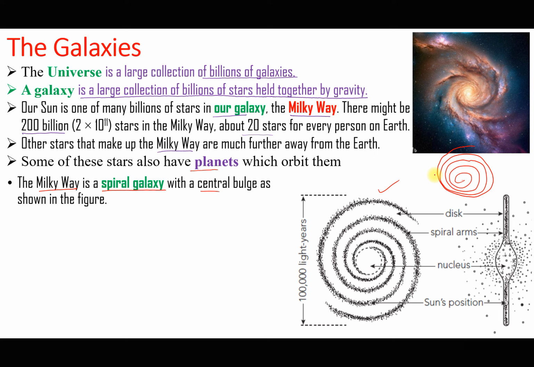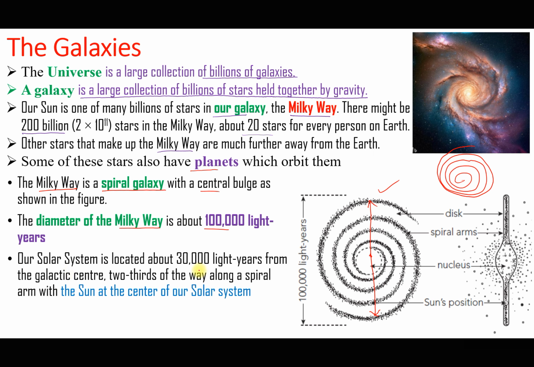A spiral would be represented like this, but physically it would be represented like this, with a central bulge at the center, which we normally call the nucleus, as shown in the figure. The diameter of our galaxy, the Milky Way, is about 100,000 light years. So the distance from one end to the other is about 100,000 light years. Of course, from the center to the other end is considered to be between 20 to around 50,000 light years.